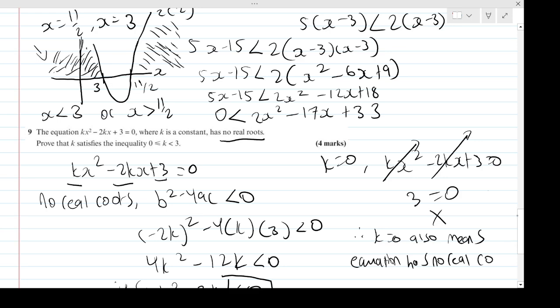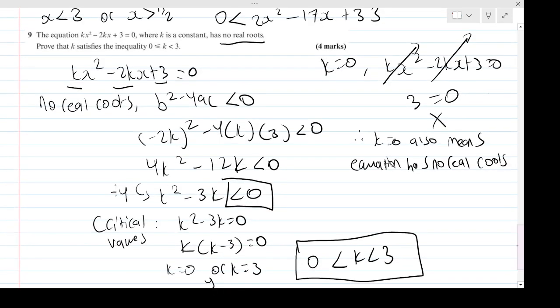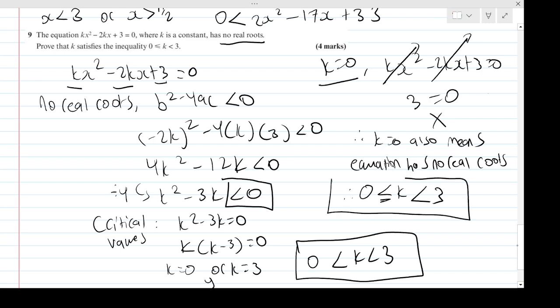So actually, that means we can also incorporate k = 0 into our solution. We can add that in. So we know k has to satisfy this inequality, but we've also seen that k can be equal to 0 as well. So our final answer is 0 ≤ k < 3, because this does happen with k = 0, and then less than 3. That is your final solution.